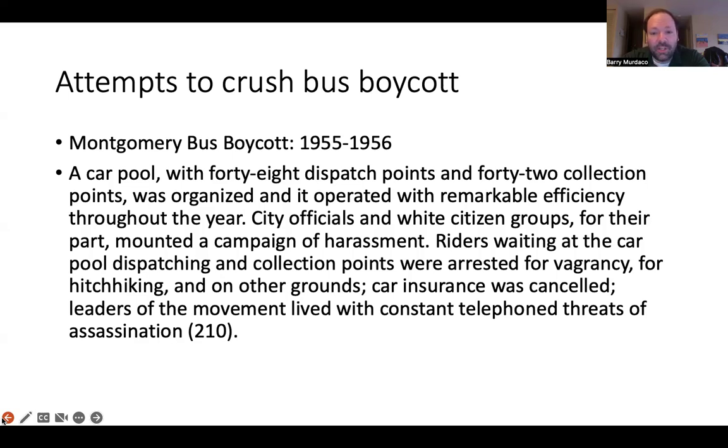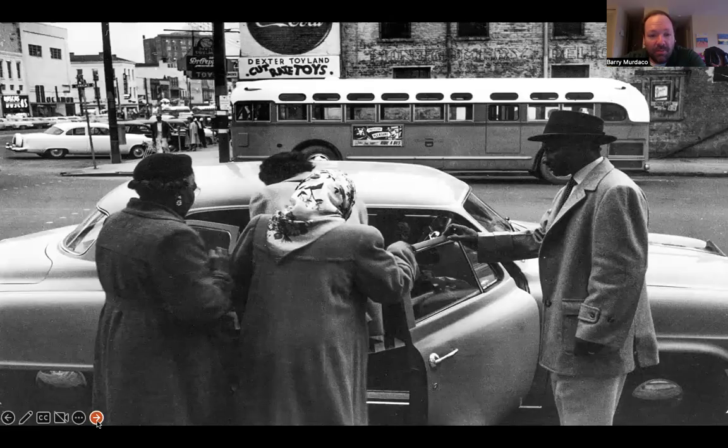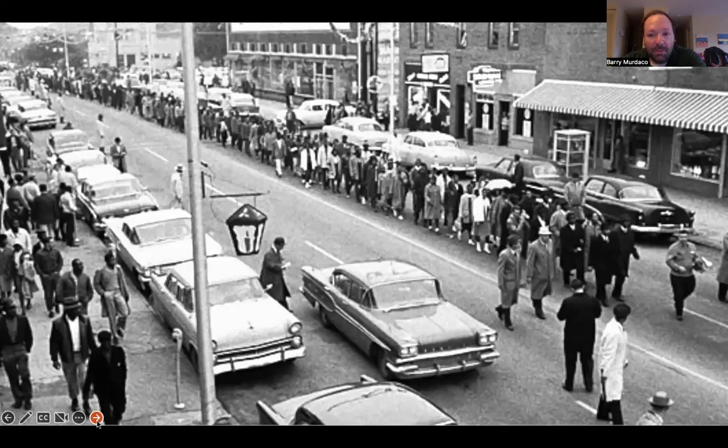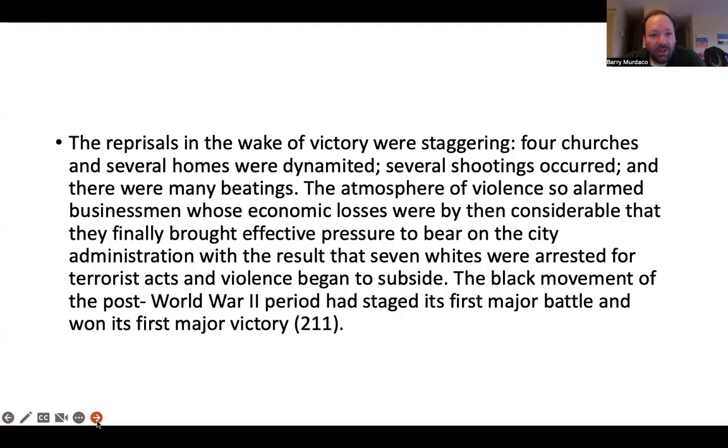Leaders of the moment lived with constant telephone threats of assassination. So even something as innocuous as a carpool was met with significant harassment and attempts to stifle it, basically, including threats of violence during this period of time. You can see photographs of it here. You can see people marching in the streets over it.